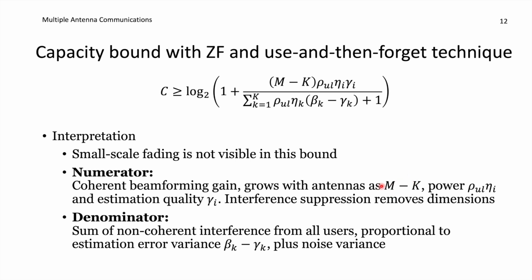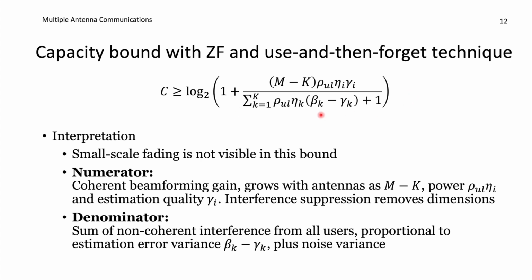So what we see is that we have M antennas, but in order to cancel out interference, we are sacrificing some of the antennas. This doesn't mean that we are getting rid of some of the physical antennas, but with our M antennas we have M dimensions that we are observing, and we are throwing away some of them because the interference is there, and what is left is M minus K. And the bottom line is that we are sacrificing some of our dimensions in order to get rid of interference. Then we have rho uplink times eta_i, which is the transmitted power. We have gamma_i, which is the estimation quality.